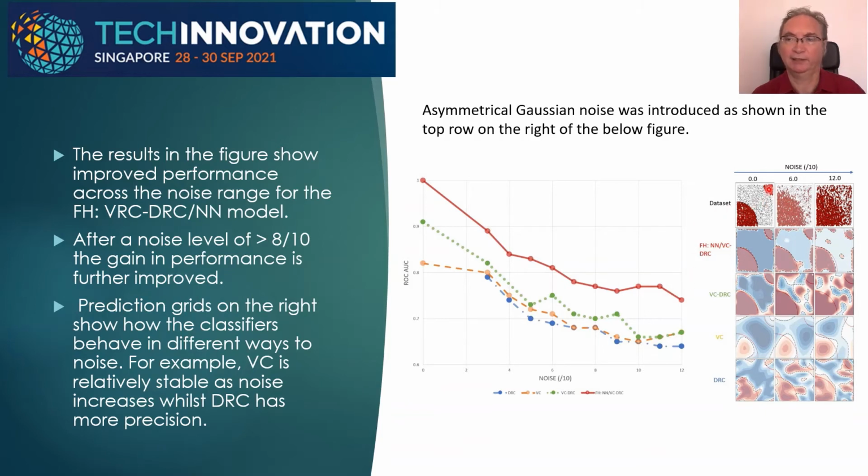This is a dataset we use, which has two features and two states, the grey and red. And if we look at the individual components across the noise, we can see that the DRC is picking out more of the details, whereas the VC is more stable. And as we combine these along with the classical neural network, we get our overall high performance.